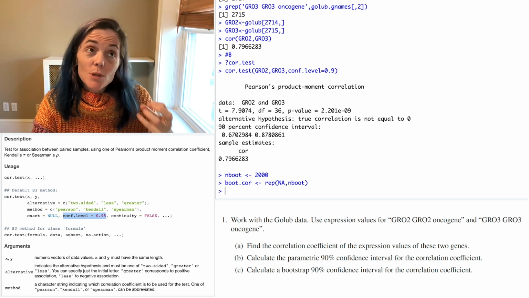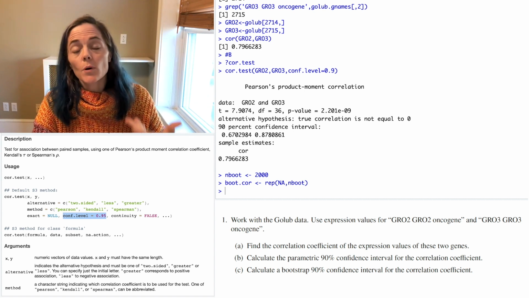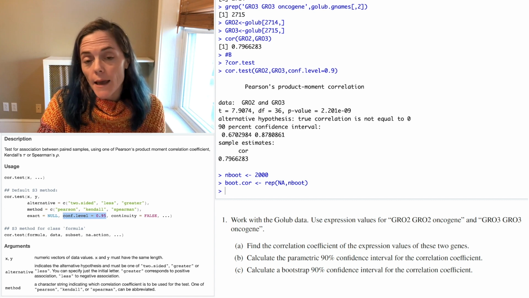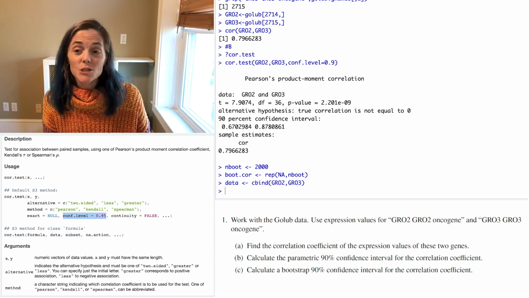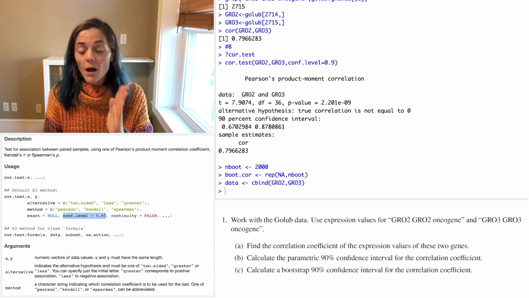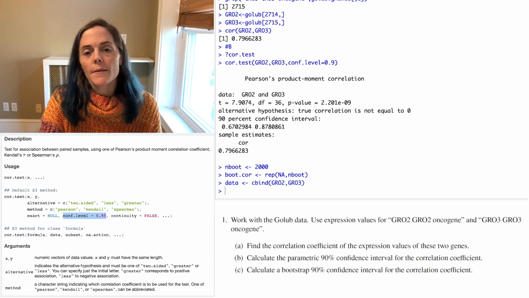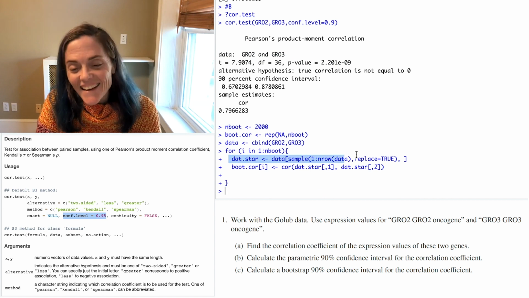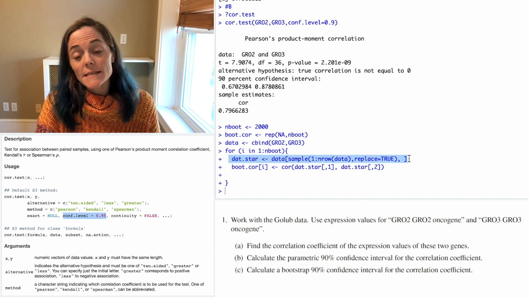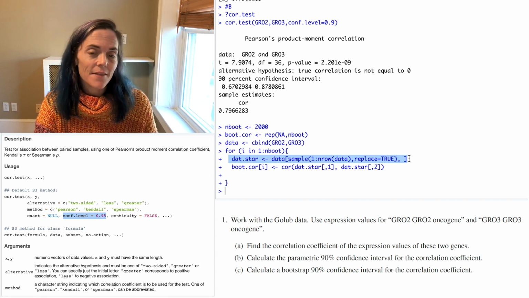Now, for the bootstrap confidence interval, let's use 2000 here. And then in the bootstrap confidence interval, we need to keep the dependency structure. And so we resample the pairs together. First, I have created this matrix data where I have a column for row 2, a column for row 3. Then we have our for loop. Here is where I have resampled with replacement, and I've sampled the pairs together.